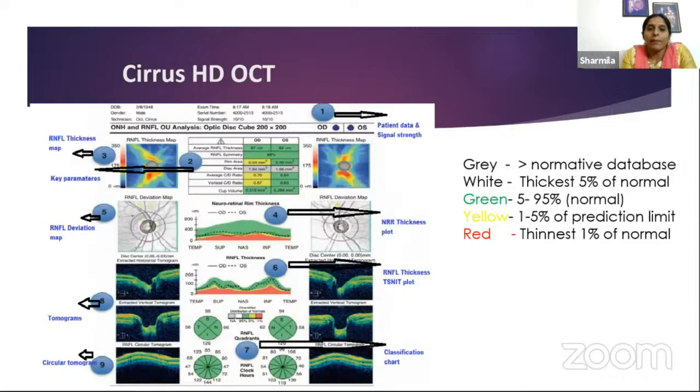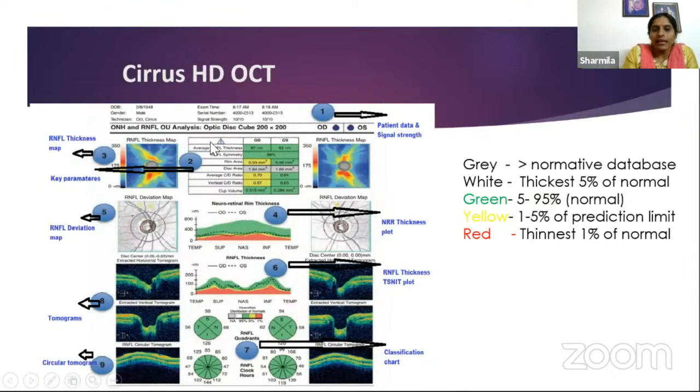So this is basically an RNFL scan of a Cirrus HD OCT machine. Just like how we would do a visual field printout reading, we have to go in a stepwise manner. First, you have to look at the patient information. The patient information is very important, and most important is the signal strength. Here you have a denominator of 10, so anything more than 6 is acceptable.